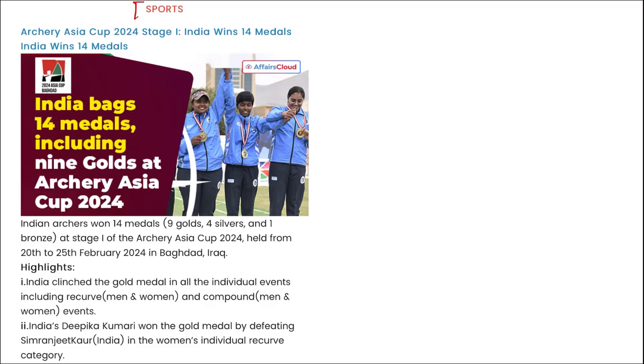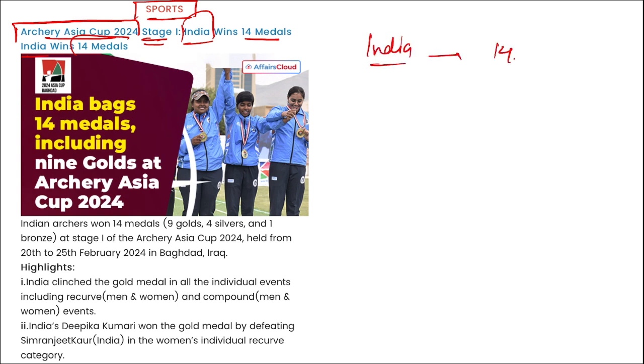Next is related to your sports. Archery Asia Cup 2024 Stage 1 was held and India has won 14 medals. So Indian archers they won a total of 14 medals, 9 gold, 4 silver and 1 bronze in this stage 1 of Archery Asia Cup. Where was this held? Archery Asia Cup. This was held in Baghdad, Iraq.